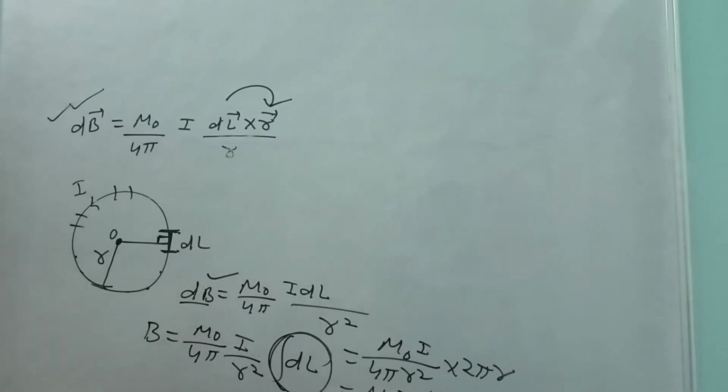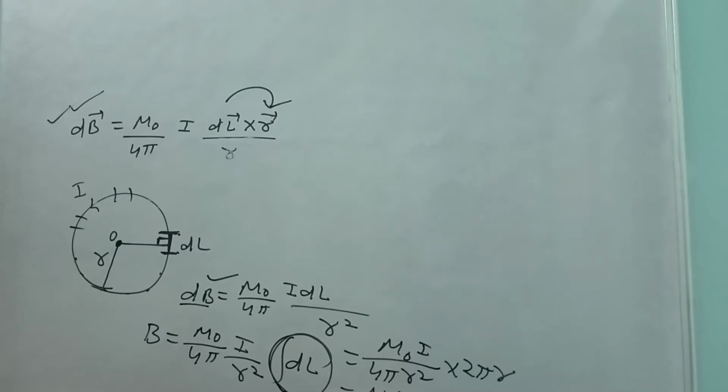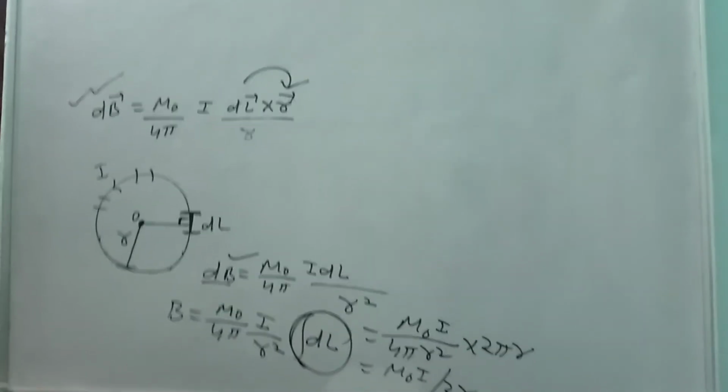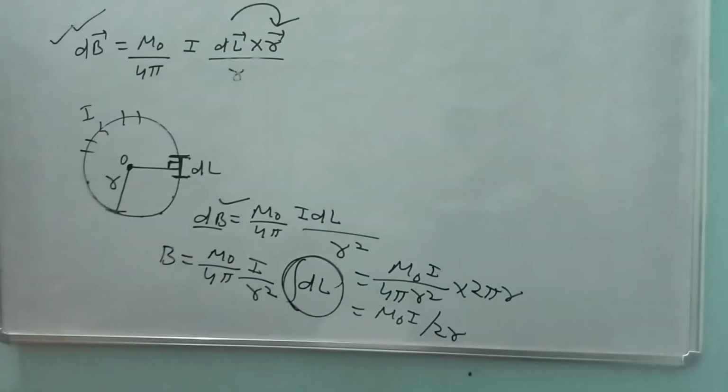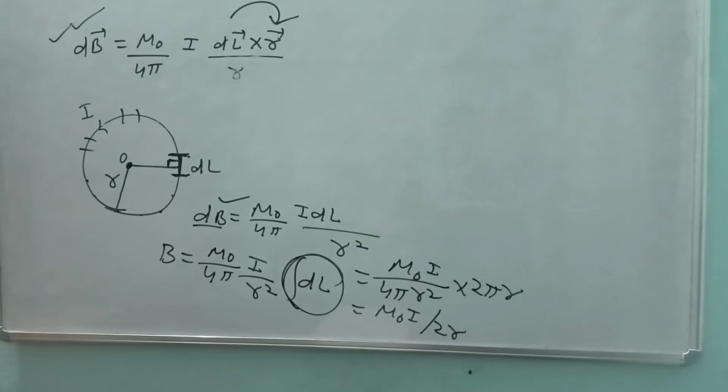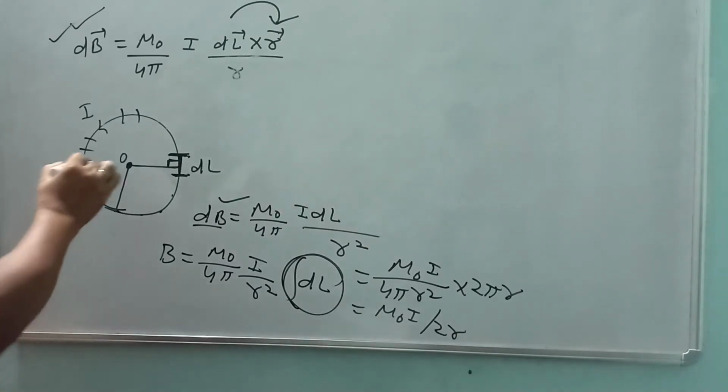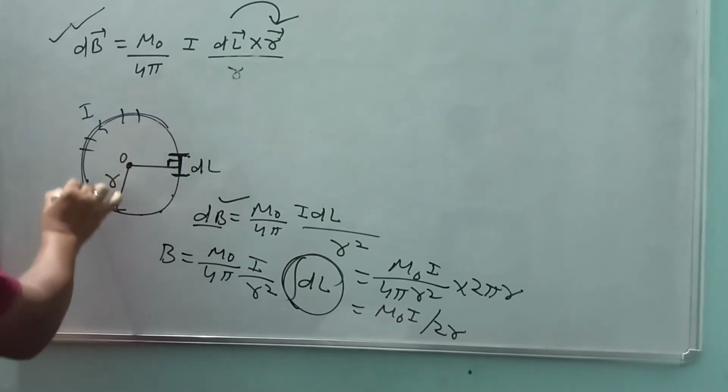So magnetic field, what you get? Here you check it: B is equal to mu naught I by 4 pi r square integration of dl. After integration you will get mu naught I by 4 pi r square into 2 pi r, and after solving you will get mu naught I by 2r. So this is your magnetic field at the center O due to the whole conductor.